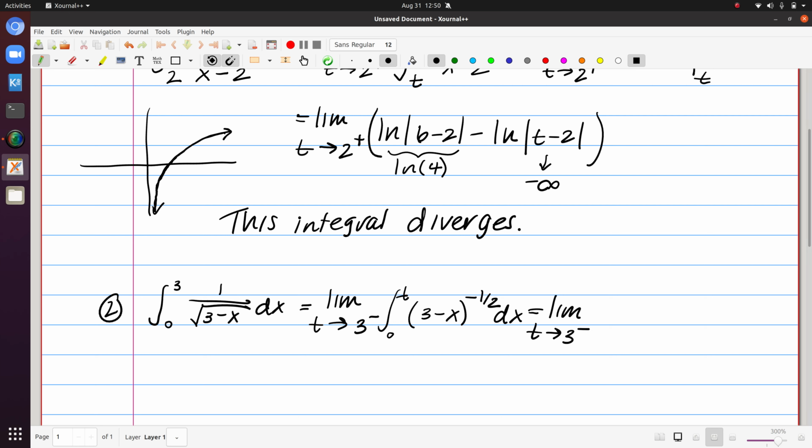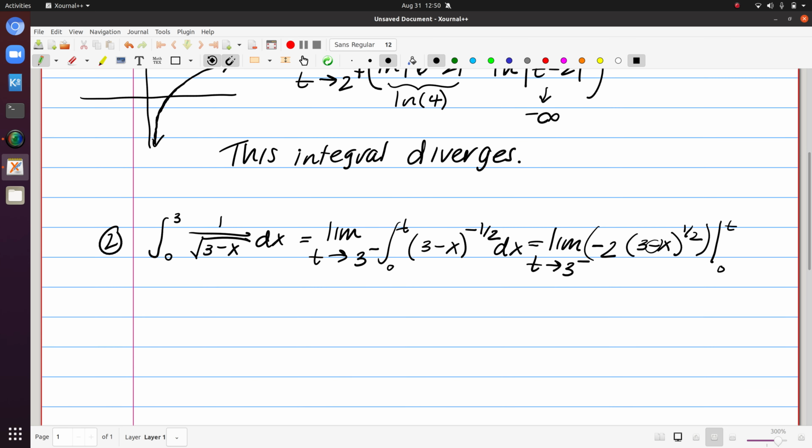The antiderivative here, I'm going to have 3 minus x to the positive 1/2. I'm going to multiply by 1 over 1/2, or 2. And then I also have to have a minus sign because of this. So again, I could have used a u substitution to make that a lot more clear. But if we reason through it, we can see that we need this multiplier of minus 2. And you could check with the chain rule to see that we get back to 3 minus x to the minus 1/2. We're evaluating this now from 0 to t, where we're letting t approach 3 from the left.